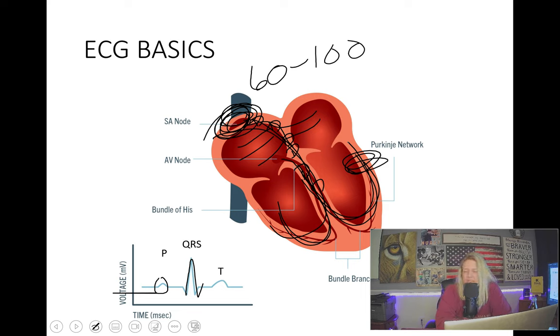So if you count the number of QRS complexes, which are ventricular contractions, in 6 seconds and multiply it by 10, you get your 60-second rate. This is 6 seconds because we just figured that out, right? This is 1 second, 2, 3, 4, 5, 6. So this is 6 seconds. We're going to count the number of QRSs and multiply that by 10.